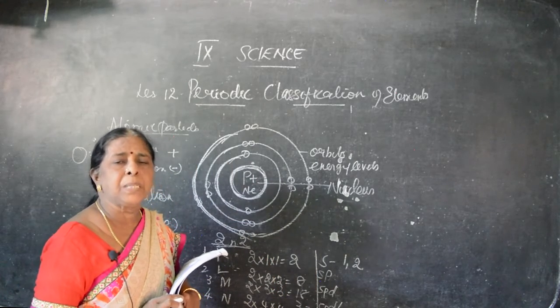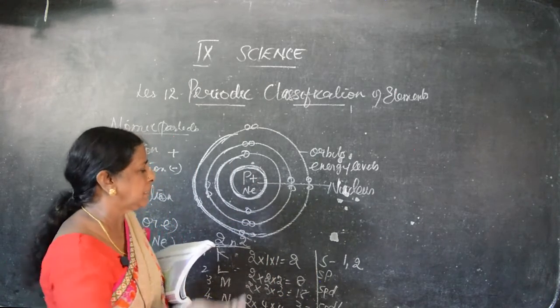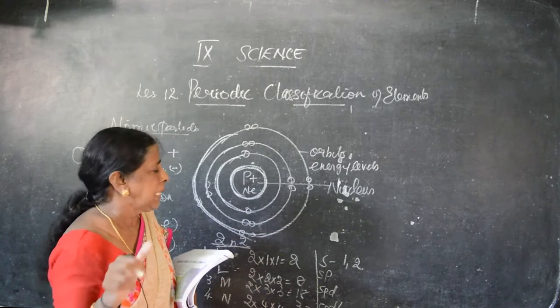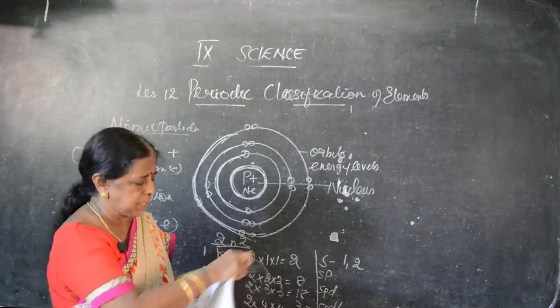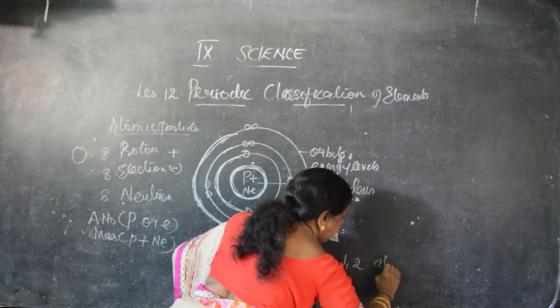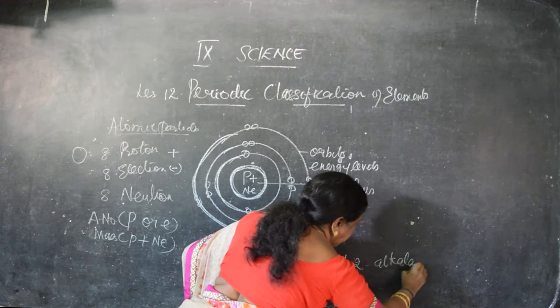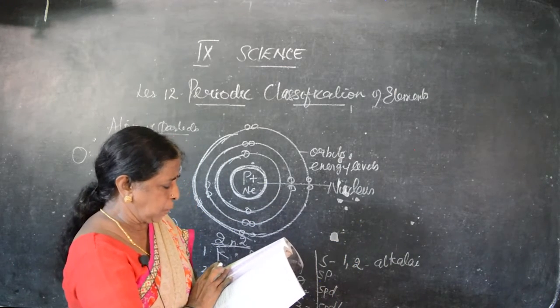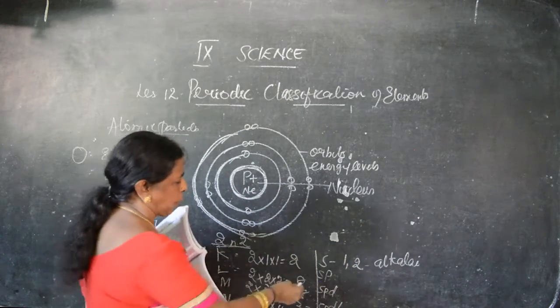What are the groups of the elements present in the modern periodic table? Group 1 and group 2. Totally how many groups are there? 18 groups. Groups 1 and 2 are arranged at the start. They are known as alkali metals. And then there is P, known as the P block element, that is P alone.